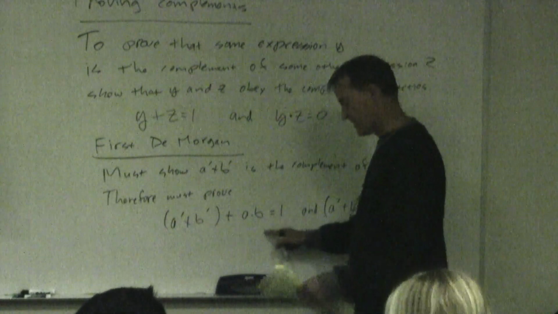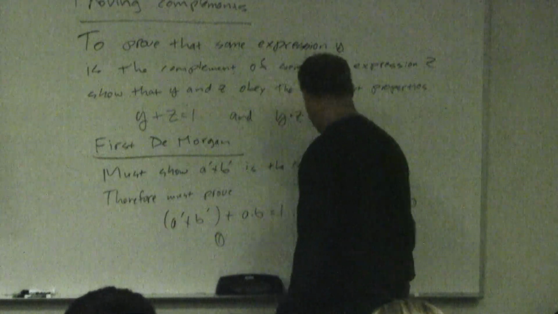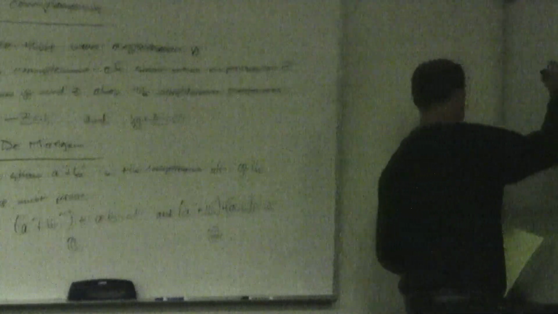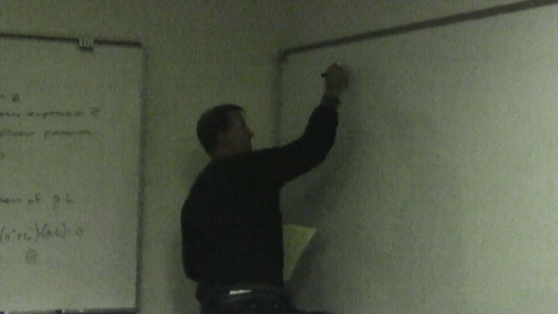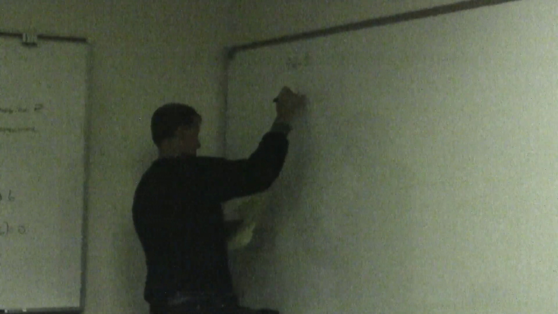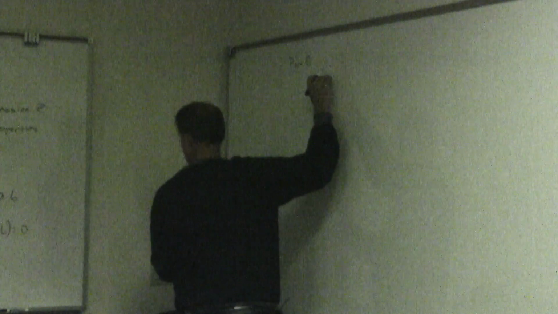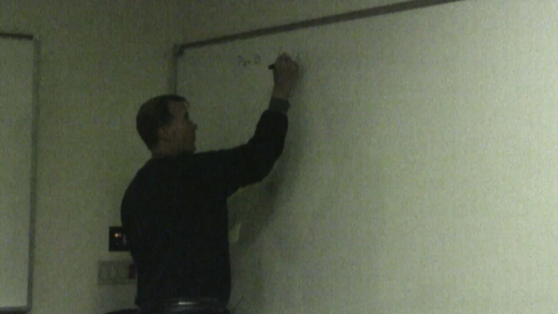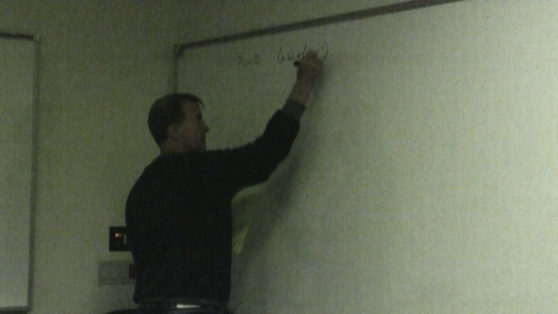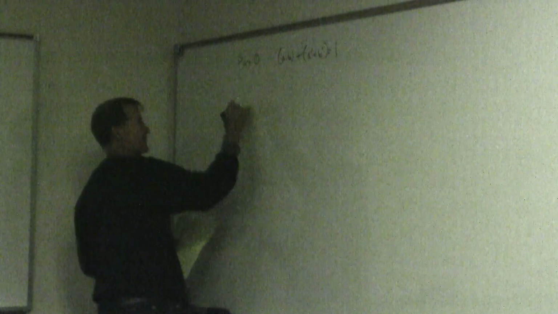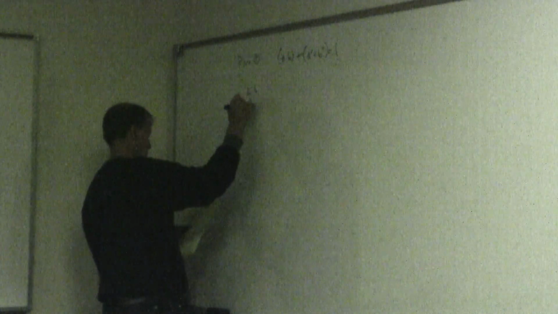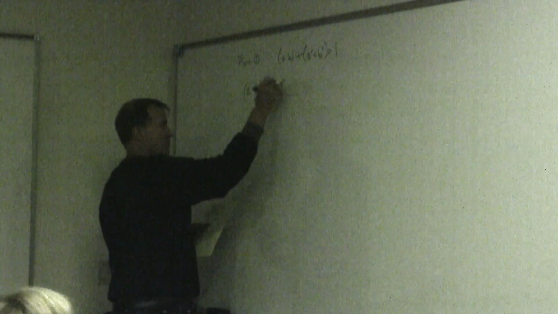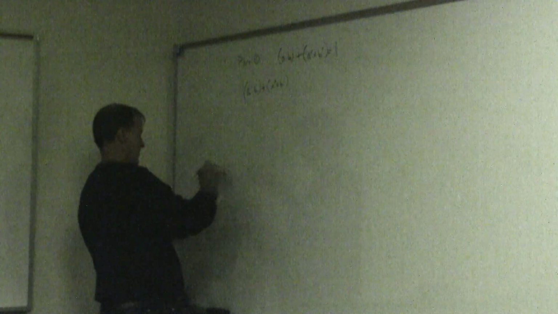Okay, so let's call this one part 1, and this one we'll call part 2. So part 1. We have to prove that, actually I did it in a slightly different order here, A and B, or A prime and B prime equals 1. So let's start with this, A and B. We have some unnecessary parentheses here, but that's all right. Or A prime and B prime. We'll start with the left-hand side.